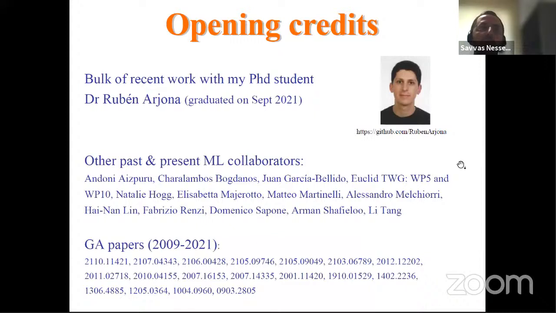Okay, so before I actually start, I would like to say a few things. First of all, the bulk of the recent work was done in collaboration with my PhD student Ruben, who graduated in September 2021, so last month. And there has been lots of work with some past and present collaborators, including Juan Garcia-Bellido, the Euclid theory group, WP5 and WP10, and many other people. And there has been a plethora of genetic algorithm papers since 2009 and until actually this month.